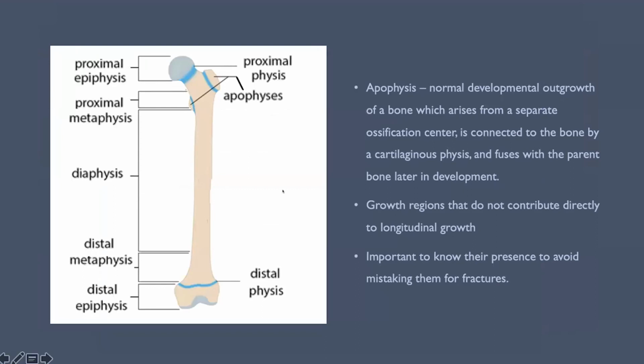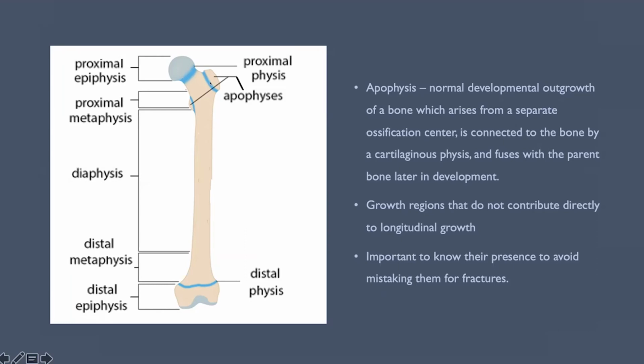First of all, I'd like to tell you what an apophysis is. In a developing skeleton, in a long bone, we have multiple parts. That is the diaphysis, as we all know. Then there is the distal and proximal metaphyseal region. Then we have the epiphysis, and between the epiphysis and metaphysis, we have the physeal plate or the growth plate, which is known as the physis.